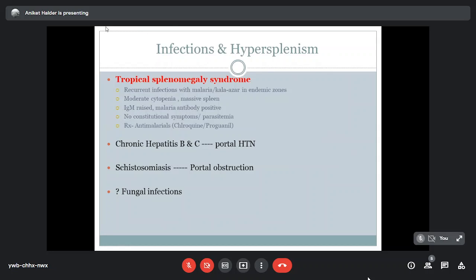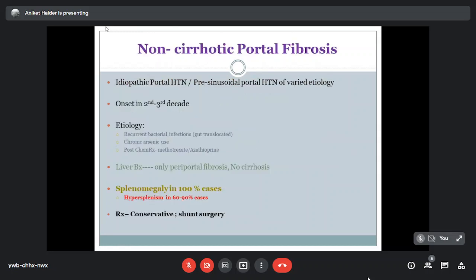Chronic hepatitis B and chronic hepatitis C may cause portal hypertension and can cause splenomegaly and hypersplenism by a congestive mechanism, in which there is outflow obstruction. Schistosomiasis can cause portal obstruction. And there are also some reports that certain fungal infections can also lead to splenomegaly and hypersplenism.